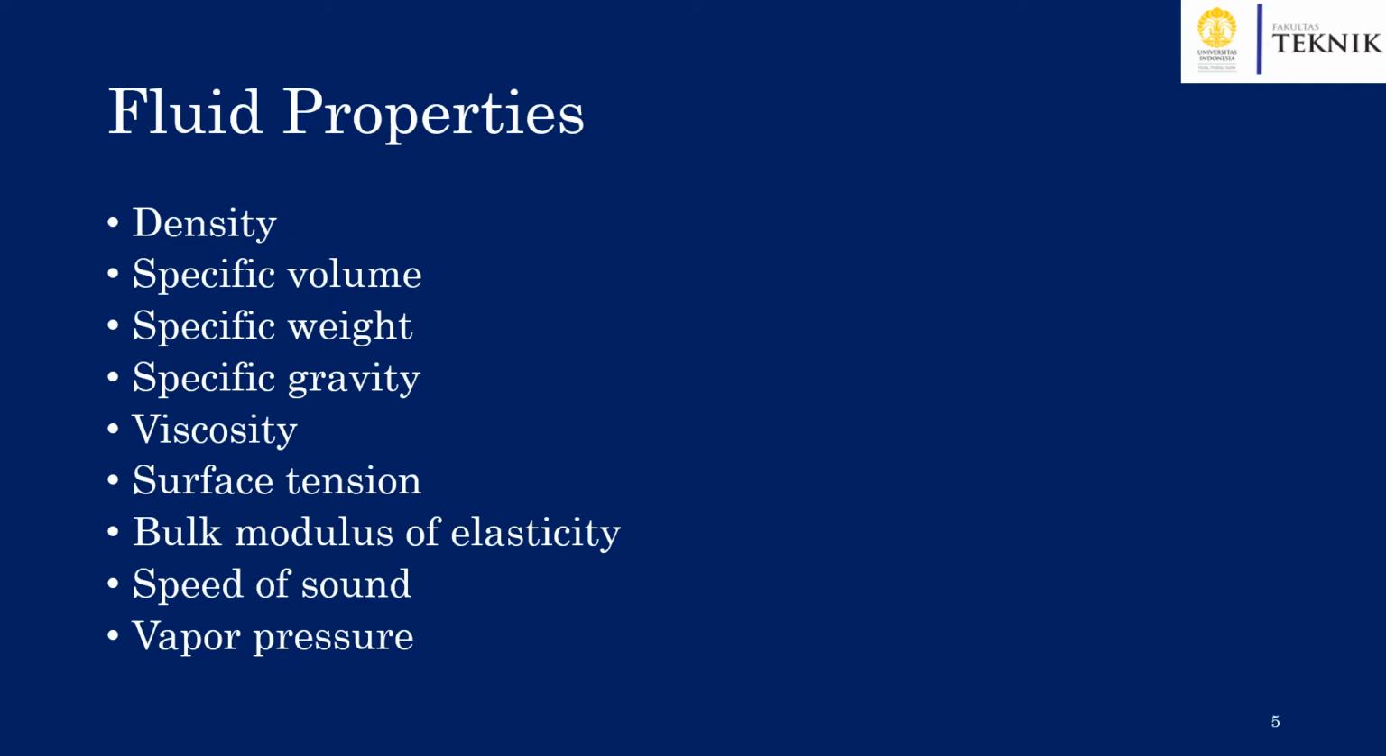On the other hand, specific volume, normally symbolized as small v, is the opposite of density. It is the ratio between volume and mass, and it has a unit of cubic meter per kilogram. Specific volume is mostly used in thermodynamic processes instead of fluid mechanics or fluid dynamics processes.